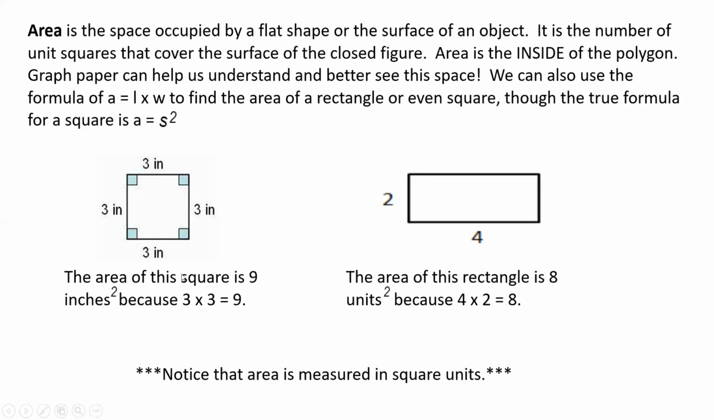If we look at this square, the area of this square is 9 inches squared, or square inches, because you would say length times width, so 3 times 3, or side squared, 3 squared would be 9. The area of this rectangle is 8 units squared because you would have length 4 times width 2. So 4 times 2 is 8. Guys, notice that area is always measured in square units.